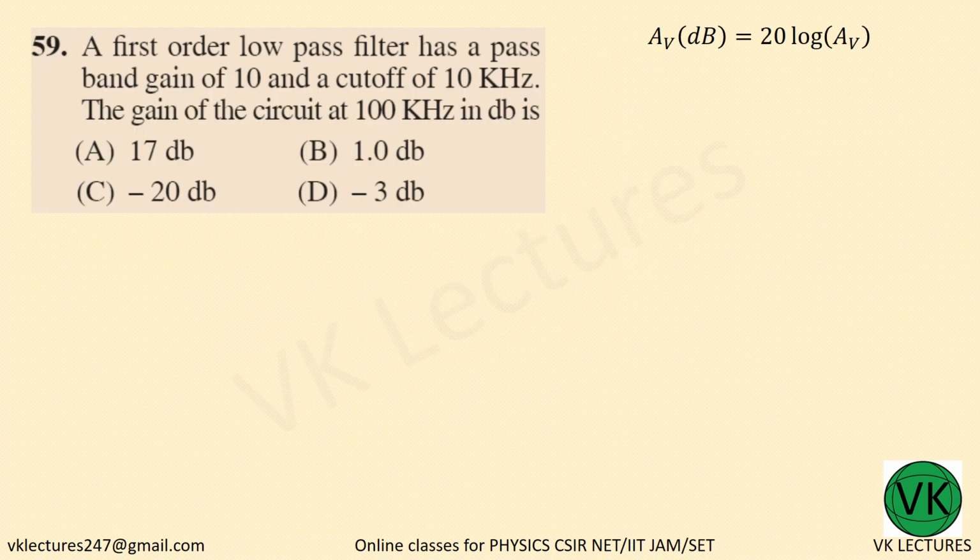So for the 59th question, we have the answer as option D, which is minus 3 decibel. The gain in decibel is given by 20 log AV. Now, what is this AV? AV is V out by V in.